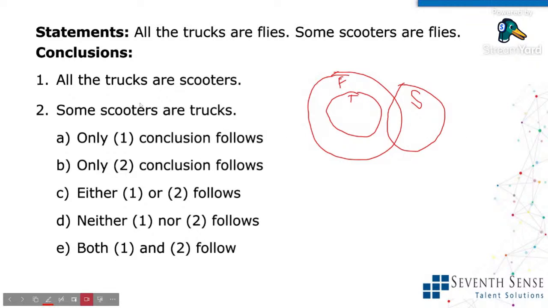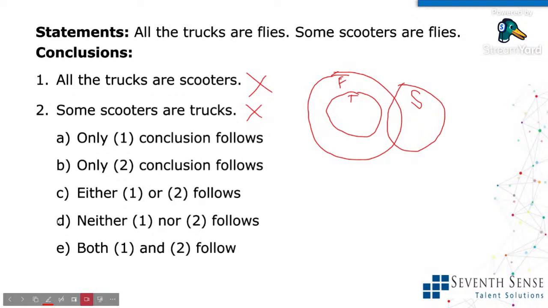Now check for the options which are given. That is, all the trucks are scooters. Are all my trucks scooters, guys? No, because only some. Because no trucks and scooters are in contact. Then some scooters are trucks. Same thing. Again, they haven't mentioned any contact, so please don't put in any contact by your own self. Okay. So that is what it is.